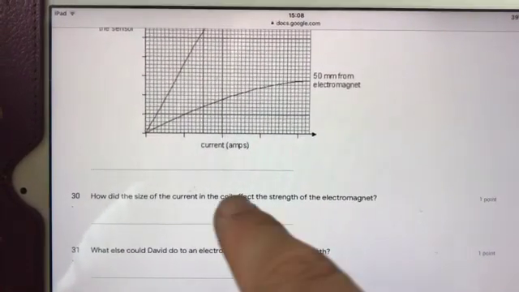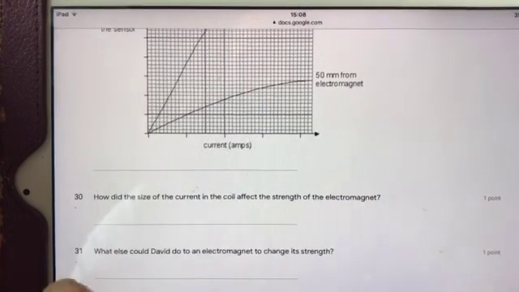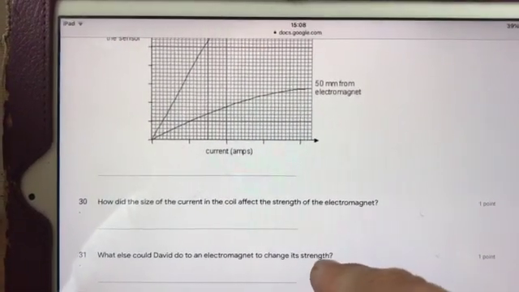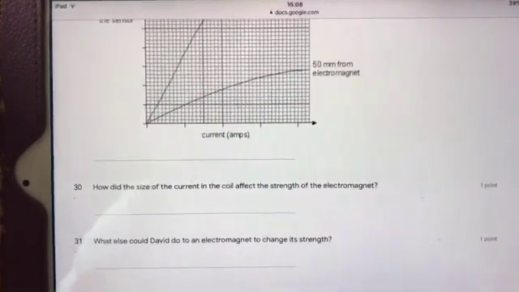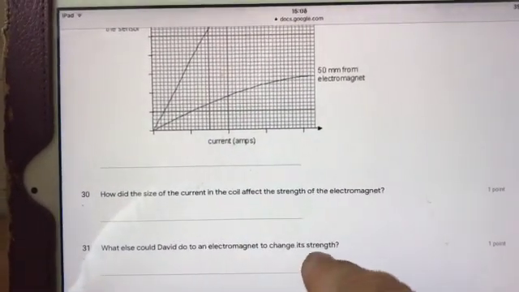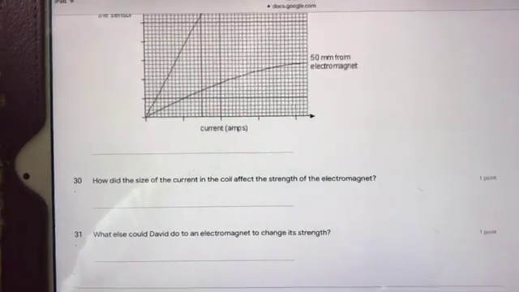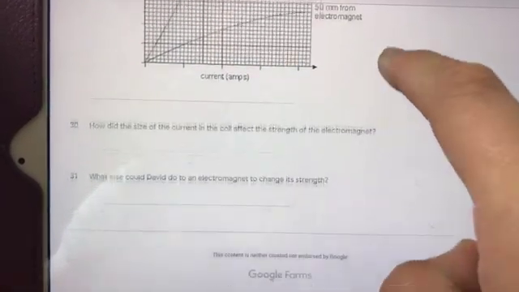Instead here, what they want you to do is think, what other things can they do which will make the electromagnet stronger or weaker? So the best things to talk about here are adding or removing coils, adding or removing a core, or changing the size of the core. Any of those kind of answers, those are the key things you need.